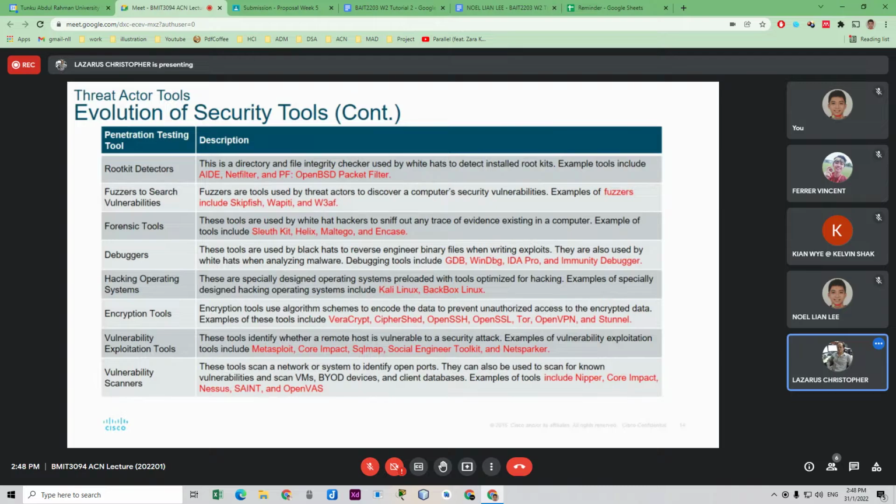Okay, and then we have debuggers. Debuggers are always very useful. It's not only for debugging code, as you know already. You guys are taking OS.